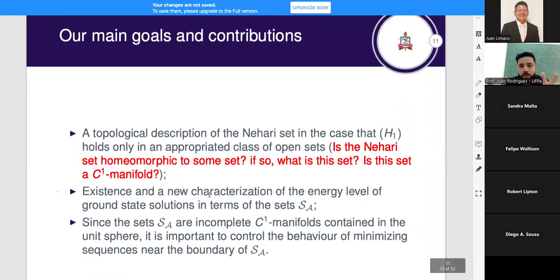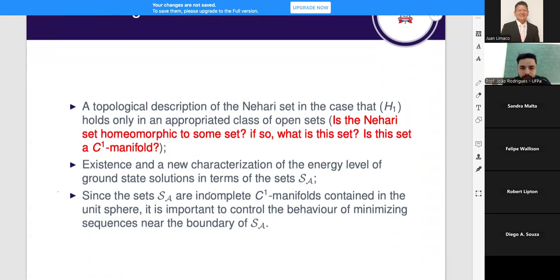The main goal of this talk is in this direction. Our main goal here is to answer this kind of question: is the Nehari set homeomorphic to some other set if we don't have the hypothesis H1 as in the Zhang and Webb paper? If so, what is this set? This is the question. And is this set a C1 manifold?